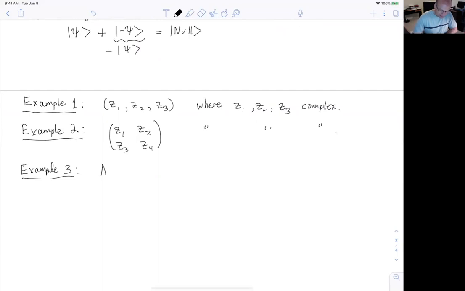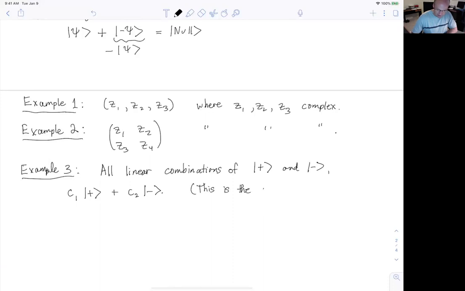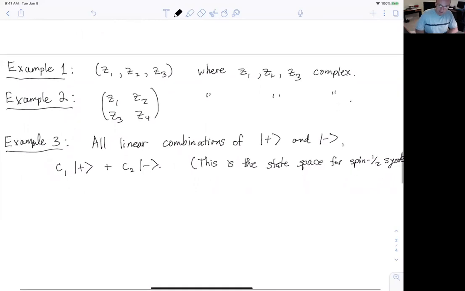Example three would be, let's say we take all linear combinations. We know we're allowed to multiply and add these things, so that makes sense to take linear combinations of two kets that I'm going to call plus and minus. Okay, so the plus and minus are just labels for these things. So any linear combination of these would be some complex number C1 times the ket plus, plus a different complex number times the ket minus. Okay, and this is a good example because it turns out this is the state space for a spin one half system. That is for a particle that has spin, but where we don't worry about its position at all.